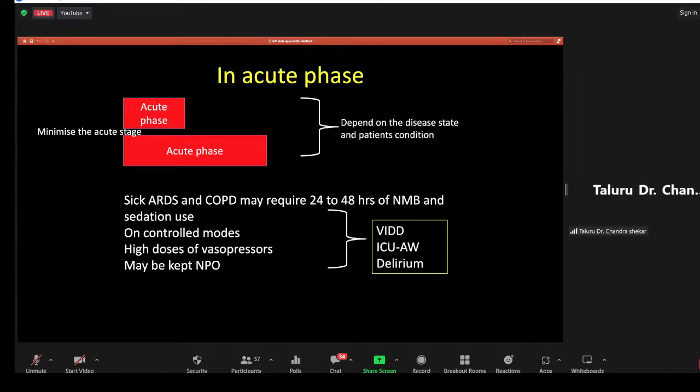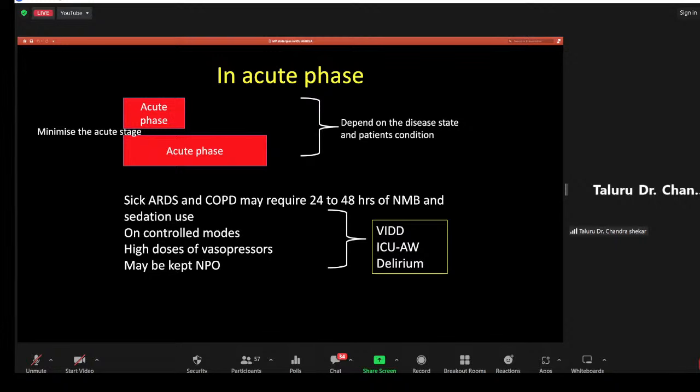We generally tend to paralyze them for 24 to 48 hours. If you are able to passively manage the patient with sedation, it can be done. On control modes, the preferred mode is volume control. High doses of vasopressors may be required. And when patients are having hypotension in the first 24 hours, we don't tend to feed them. Maybe we may have to prone them also, ARDS patients.